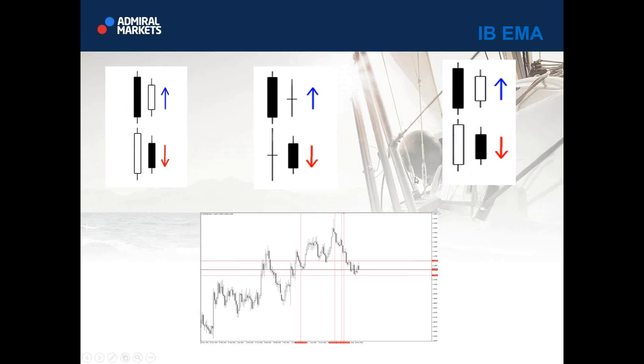Also taking into consideration highs and lows. So high, low, look at this. These are inside bar patterns. This is inside bar up, this is inside bar down. This is inside bar up, bar down, bar down.